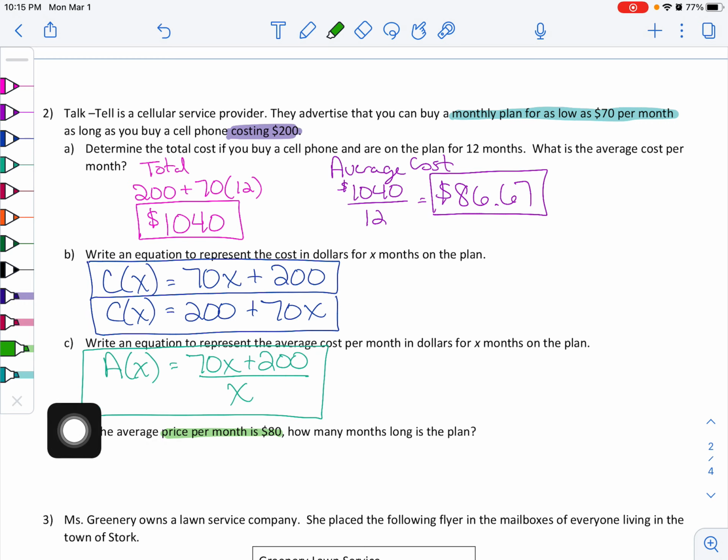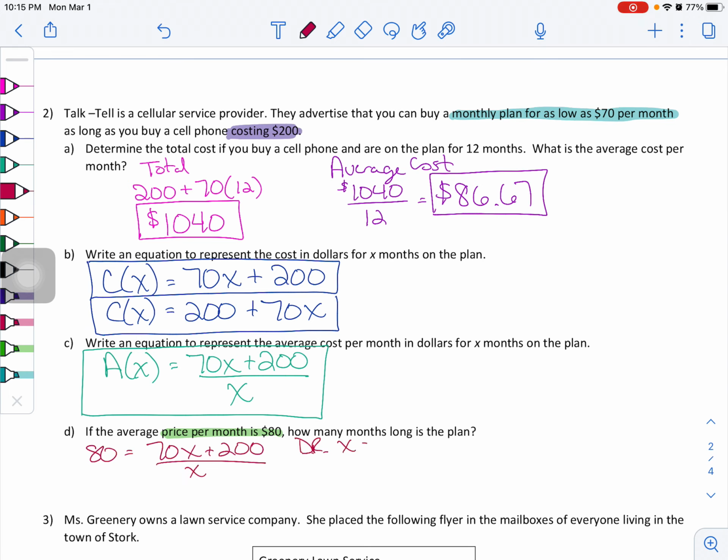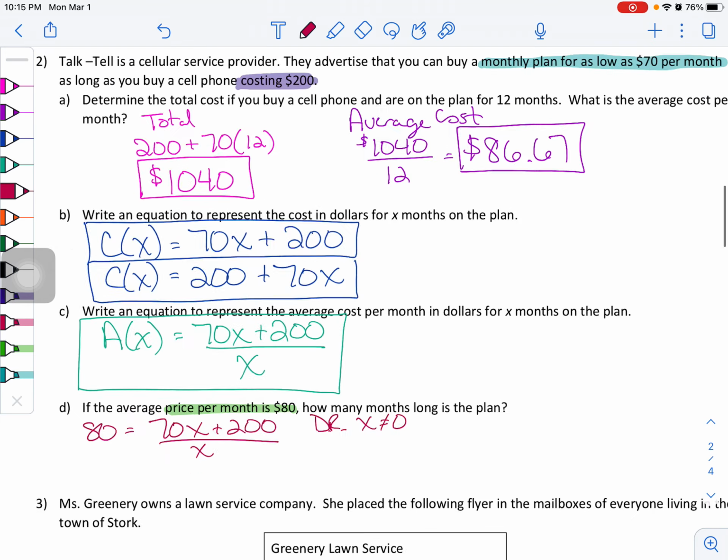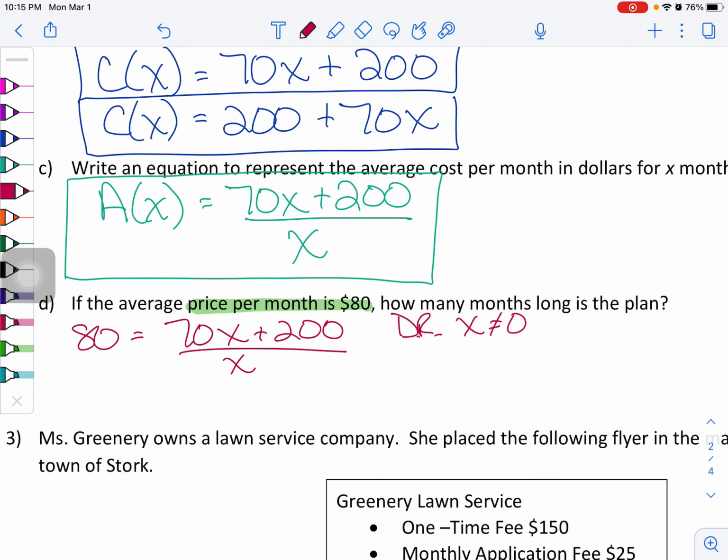All right. So part D, if the average price per month is $80, so this is average price. So we're going to use the equation we wrote in part C. So 80 is equal to 70X plus 200 over X. I already know domain restriction, X cannot equal 0. It doesn't make any sense to have a plan for 0 months. Basically, that means you didn't buy a cell phone plan.